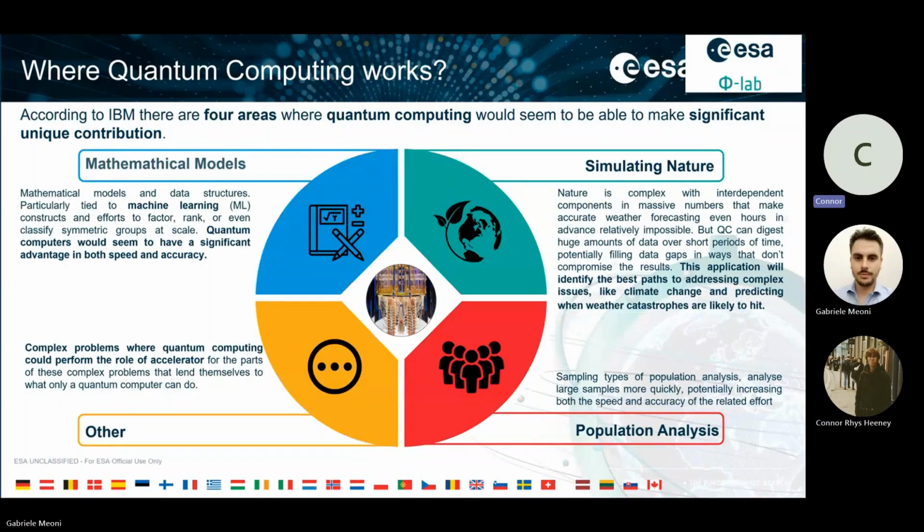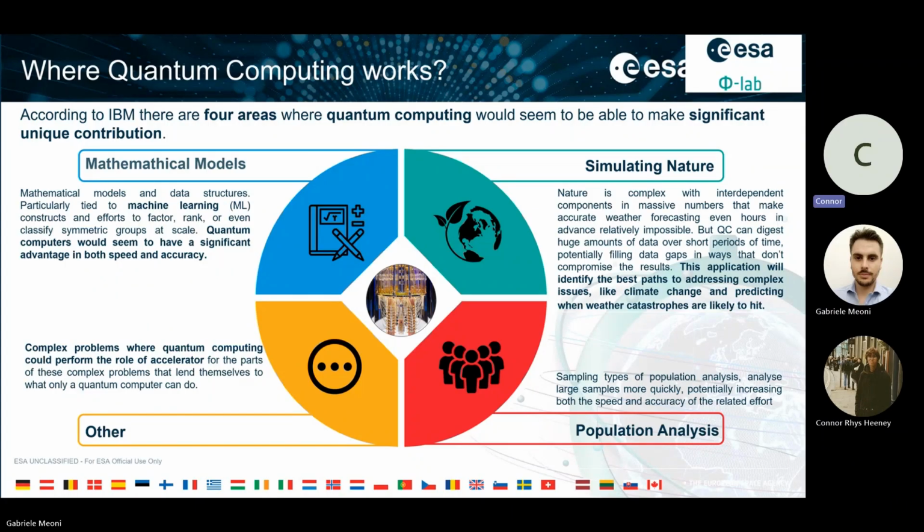According to IBM, there are 4 areas where quantum computing will probably be really disrupting and will provide a unique contribution. The first one is when it has to do with mathematical modeling. So, for instance, machine learning, where you have to work with a mathematical model that has to process very complex data structures. Or simulating nature.